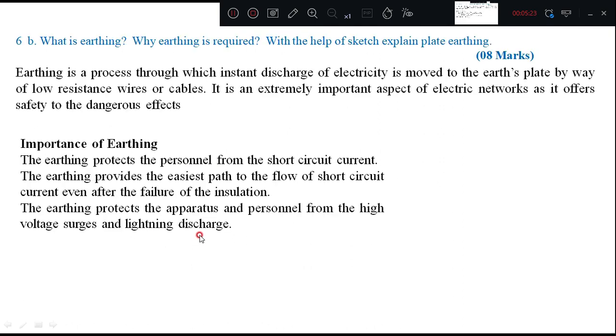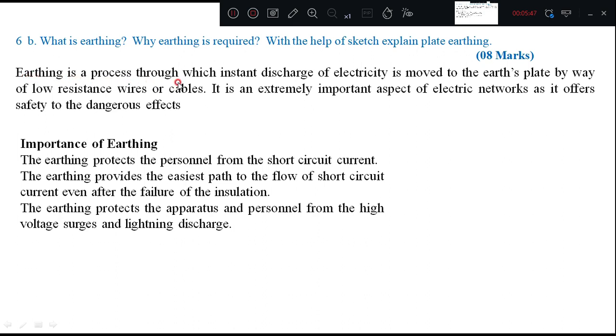Question number 6b: what is earthing? Why is earthing required? With the help of a sketch, explain plate earthing. First, it has three different parts. That is, what do you mean by earthing. Next, what is the requirement of earthing, and the plate type of earthing you have to explain with the help of a neat diagram. First, we will take up what do you mean by earthing.